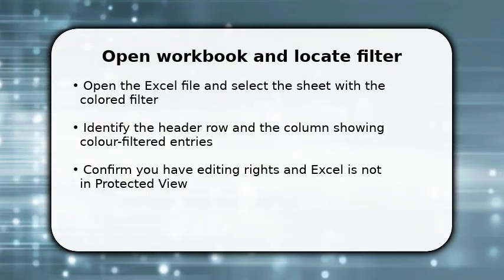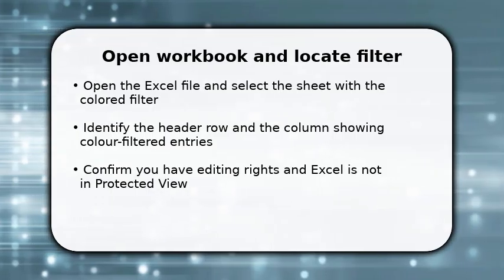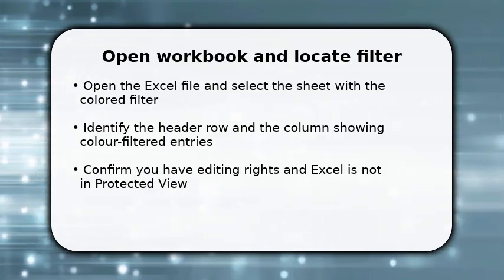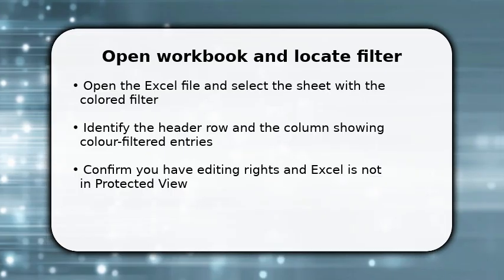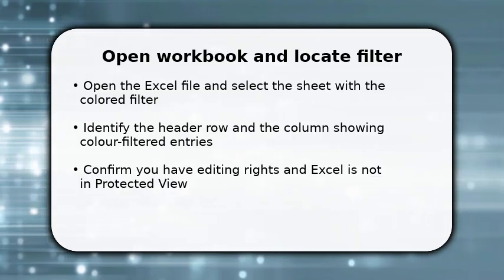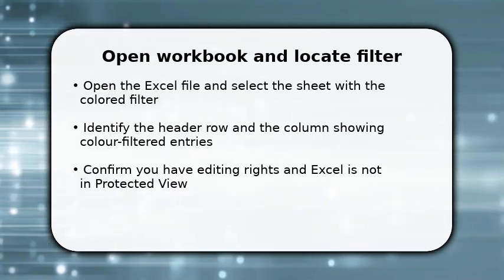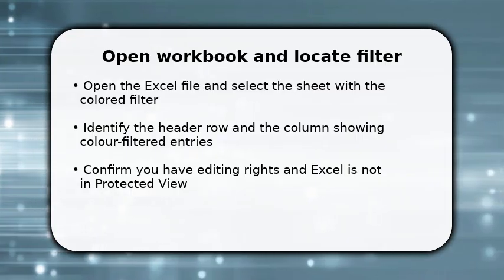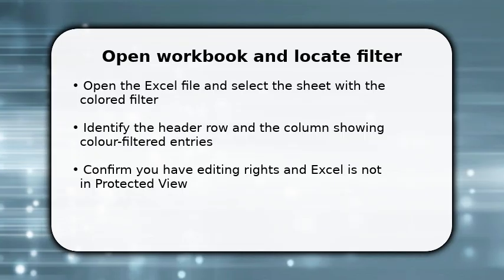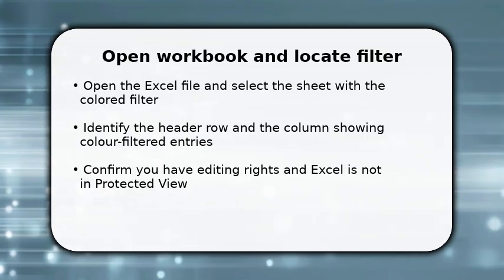You begin by opening the workbook and navigating to the sheet with the colored filter applied. Once there, click the header cell that displays the filter drop-down arrow. You need to confirm AutoFilter is active. If you don't see arrows, go to Data, Filter. Make sure you have editing permissions so changes stick.